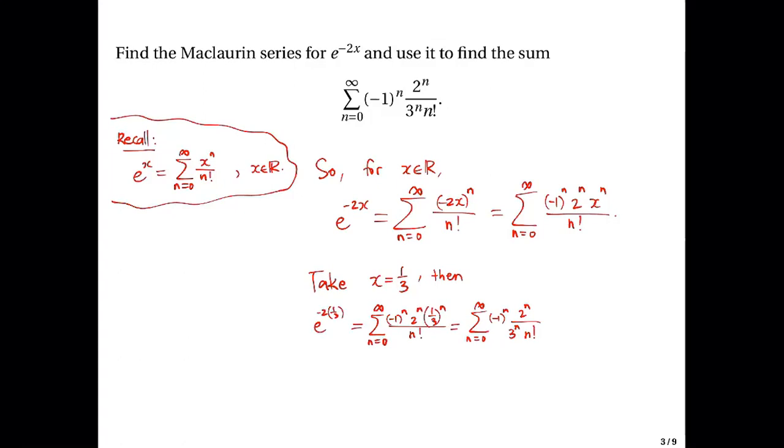Therefore, the sum from n equals 0 to plus infinity of negative 1 to the n, 2 to the n, over 3 to the n factorial, this is just e raised to negative 2 thirds. So this is the exact value of this series.